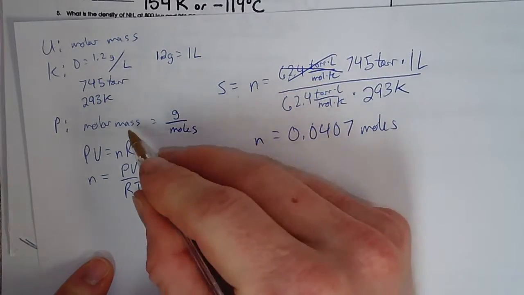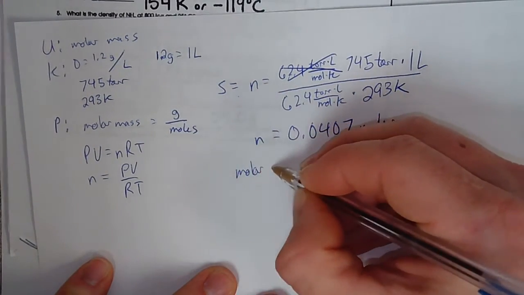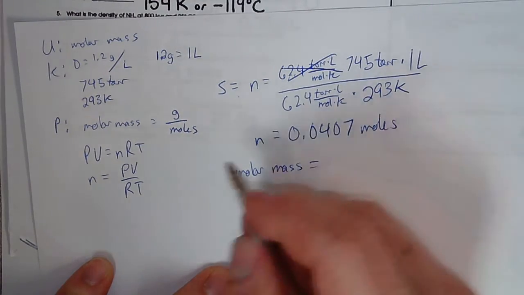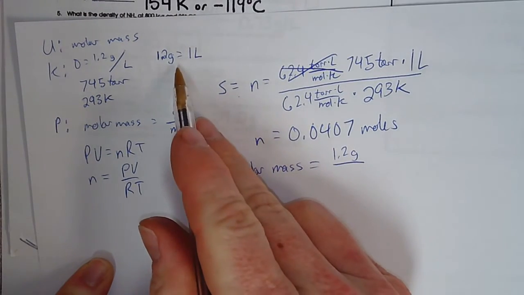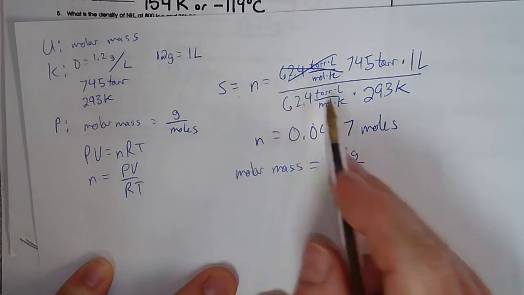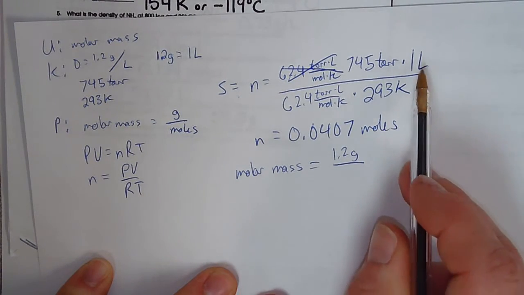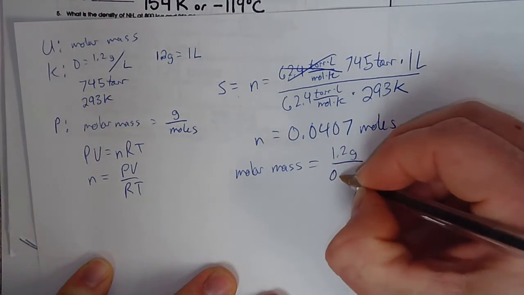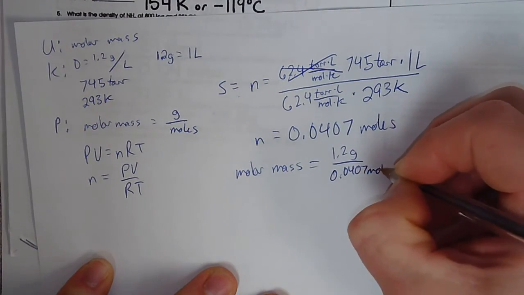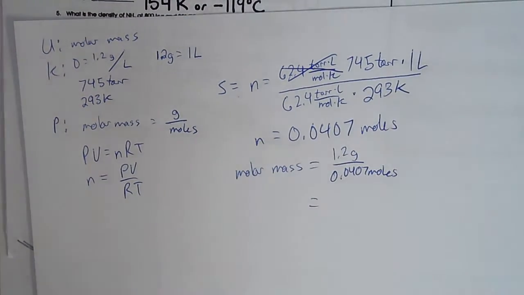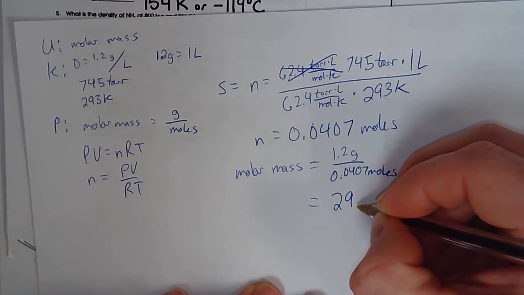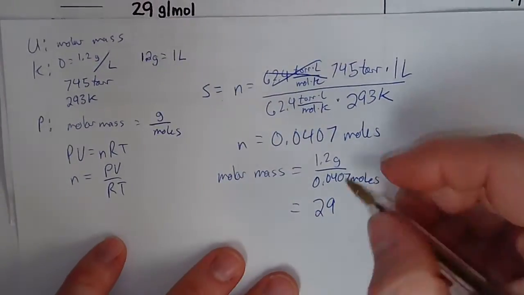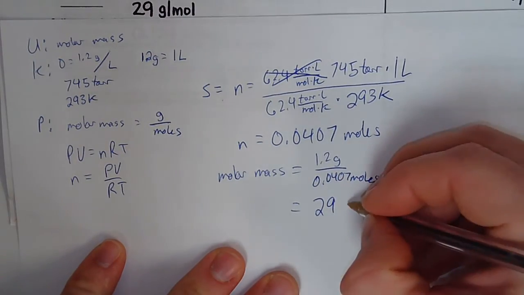Now, remember, molar mass is grams over moles. So we just figured out that 1.2 grams has a volume of 1 liter, and then we used the ideal gas law to figure out that 1 liter contains 0.0407 moles. So we can just divide those to get our grams per mole. So 1.2 divided by 0.0407, and I get 29.44, which we will round to 29 because 1.2 only has 2 significant figures.